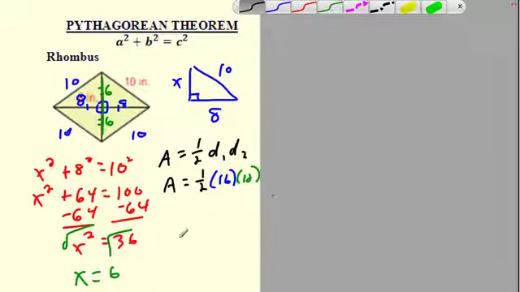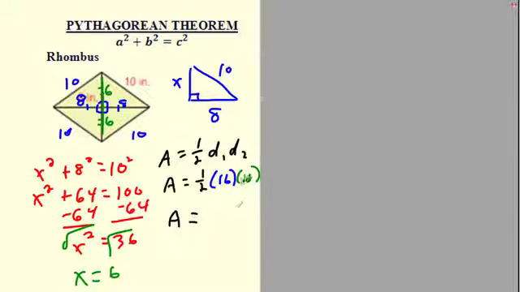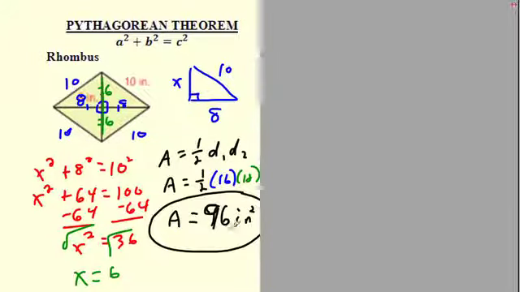We are going to end up with 1/2 of 16 is 8. 8 times that is 96, I believe. So we've got 96 inches squared. Worst looking 9 I've ever made. Excellent. Very good.